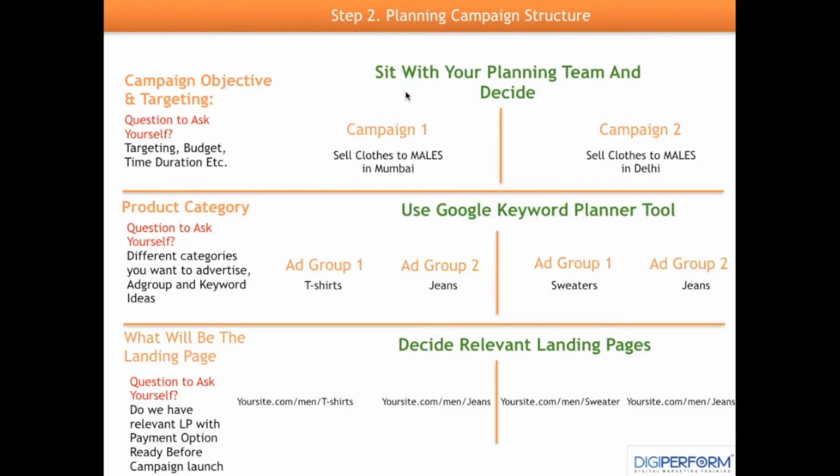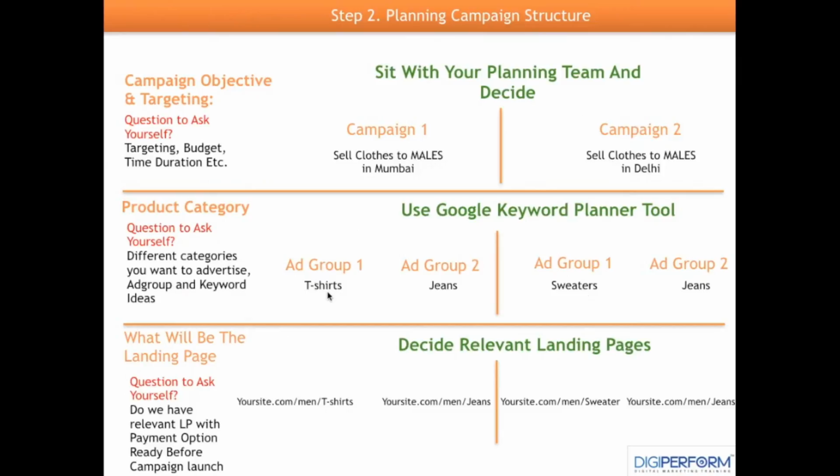So based on that, you can create, for example, here we have divided two campaigns. One is, the objective is to sell clothes to males in Mumbai. The other one is to sell clothes to males in Delhi, all right. It's only about targeting, and supposedly you have different budgets for Mumbai and Delhi, or there could be weather factors. In Delhi, they have harsh winters, so you might be advertising for jackets and sweaters here, but not in Mumbai.